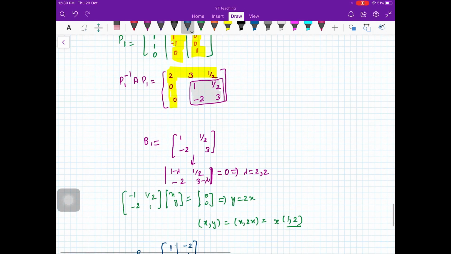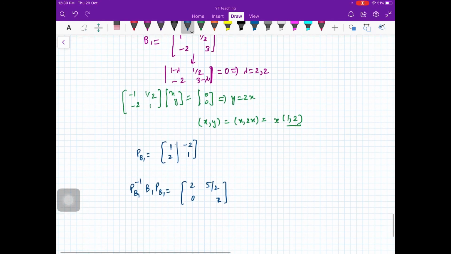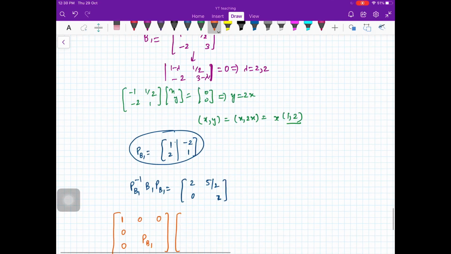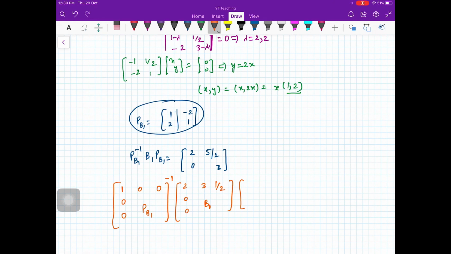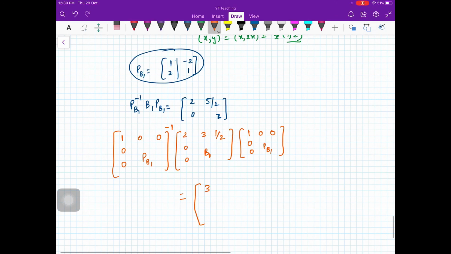Now what I am going to do is, you had this B. If you have this PV1, then I take 1, 0, 0, 0, 0, PV1 here, and my matrix B, which was 2, 3, half, 0, 0 with B1 in the corner, and we take the inverse, and then 1, 0, 0, 0, 0, PV1. Now you do this, and you will get 2, 3, half, 0, 0, and here PV1 inverse B1 PV1.